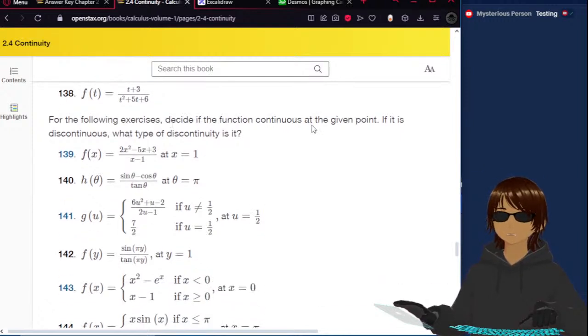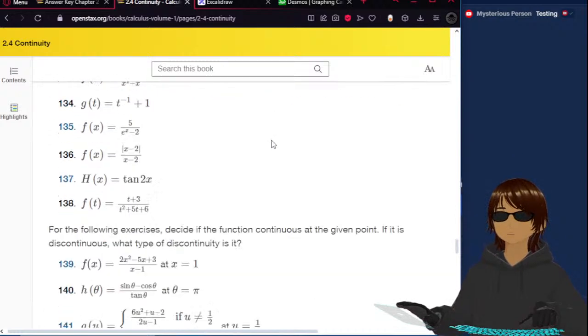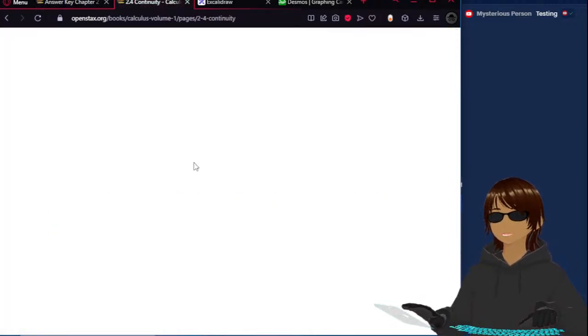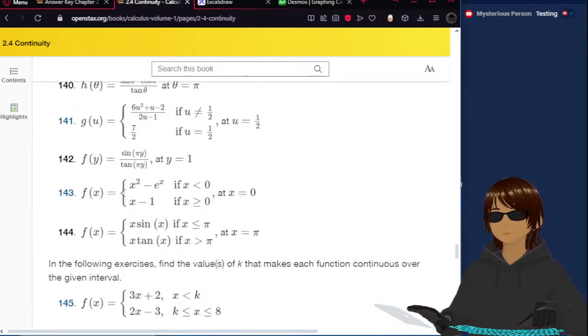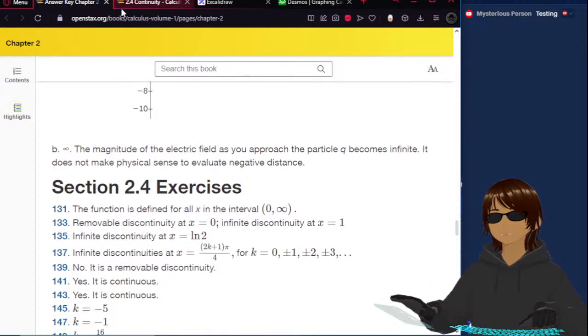Decide if the function is continuous at a given point. Not continuous. It's probably a jump. No, probably a, what's it called? Removable discontinuity. 1, 3, 9. Yeah. Then for this, at x equal to 0, this would be -1. This would also be -1. I think it is continuous. Yes.